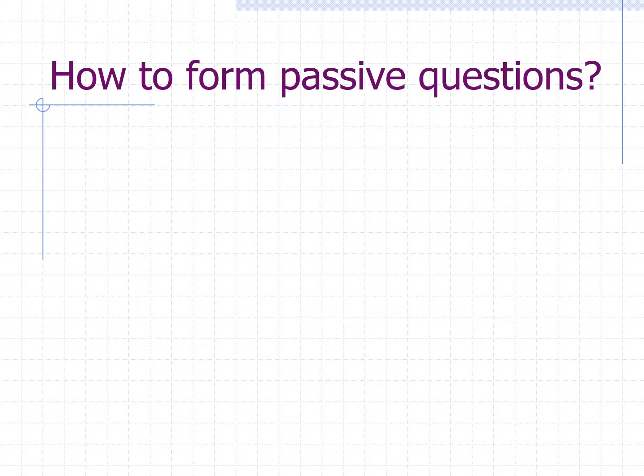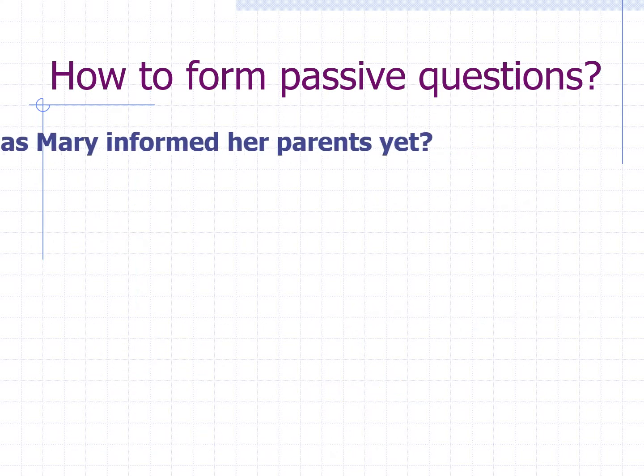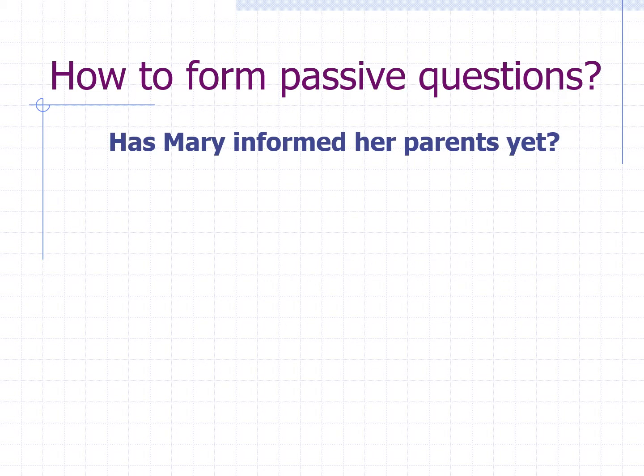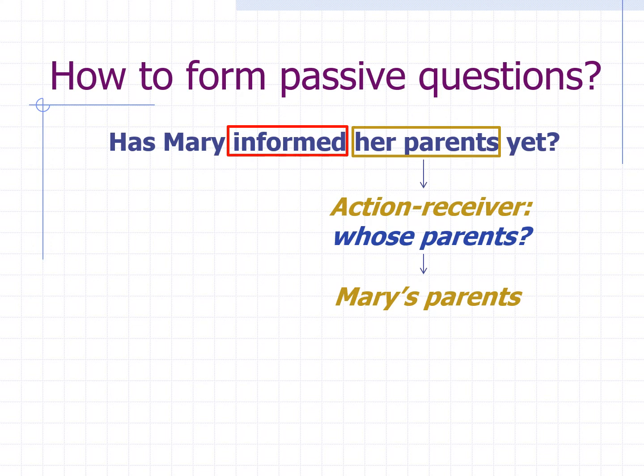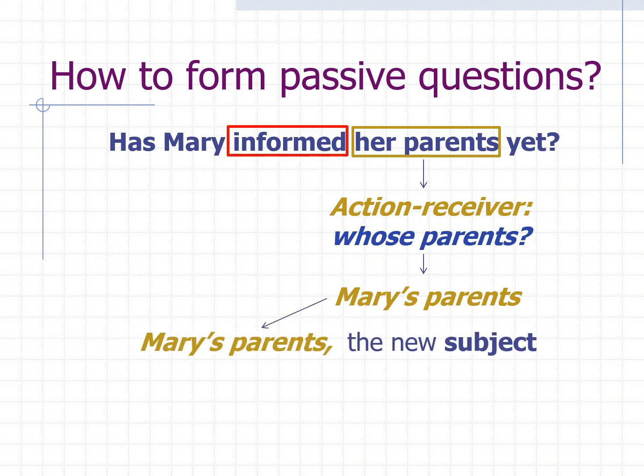And now a question in present perfect tense. Has Mary informed her parents yet? Okay, and then look at the main verb, informed. All right, and then we have the action receiver after the main verb, that would be her parents. Okay, now here comes a question. All right, her parents, it couldn't be the subject because we don't know who her is. All right, so we have to change her parents into Mary's parents if we want to make it the subject.